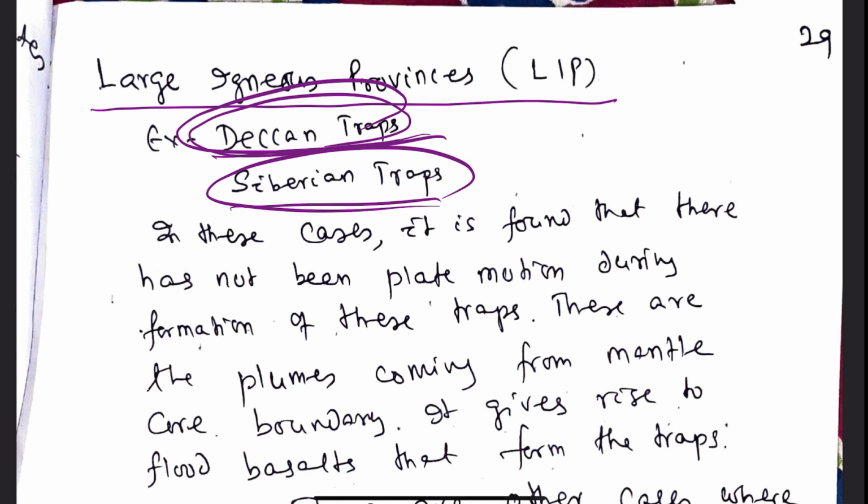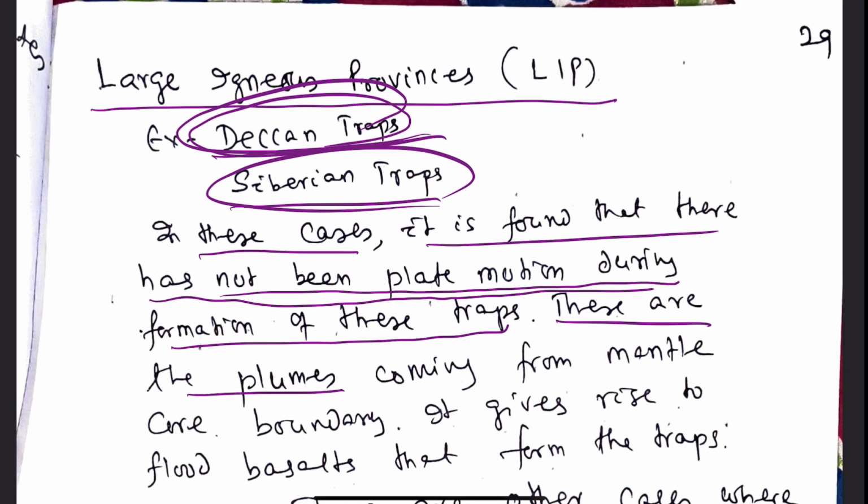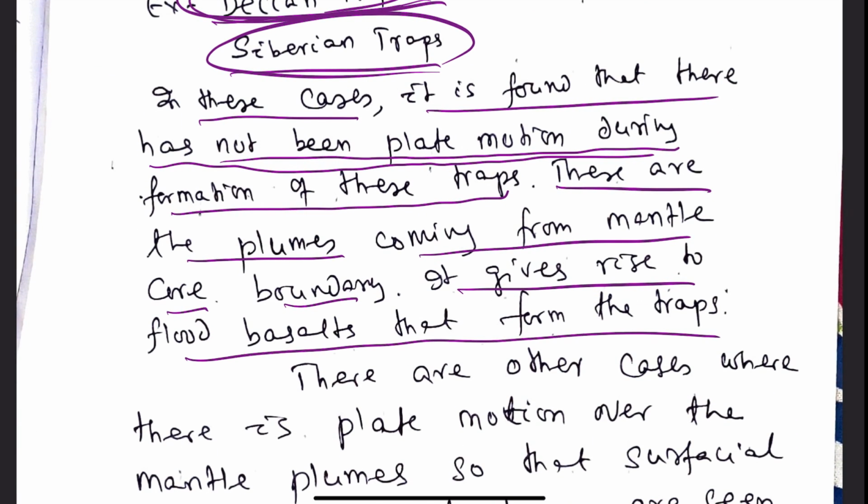So in these cases, where the traps are being produced, it is found that there has not been any plate motion during the formation of these traps. These are the plumes coming from the mantle core boundary. It gives rise to the flood basalts that form the traps.